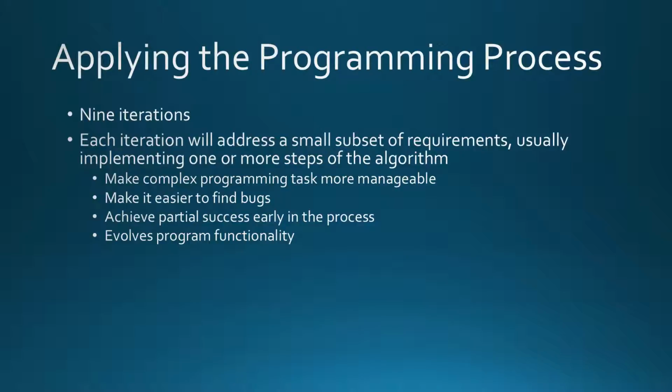Another good thing about dividing our implementation process into iterations is it allows us to achieve partial success early in the process. It gives us positive feedback. It tells us that we're making progress toward a solution. It's also good in that it evolves program functionality. By evolving program functionality at each iteration, we are addressing more and more of the functional requirements.